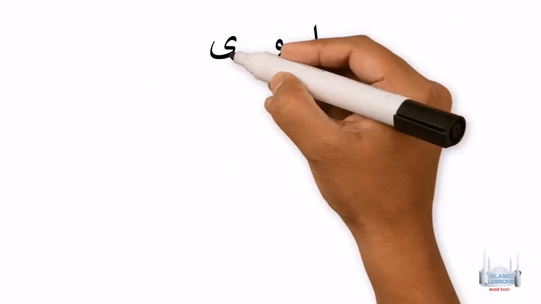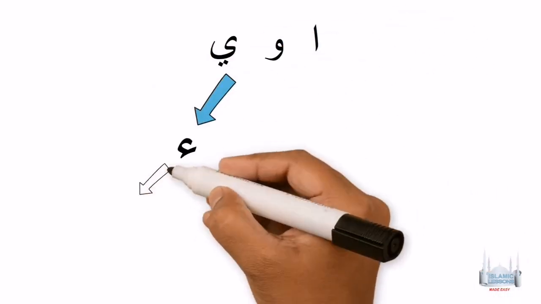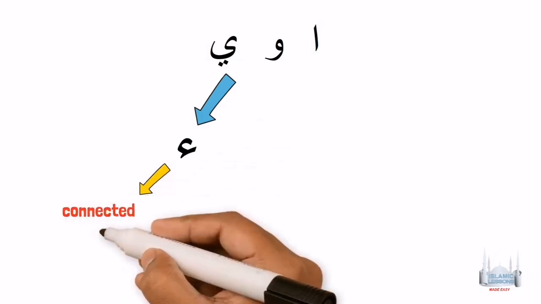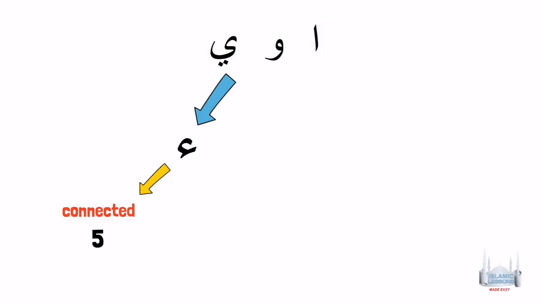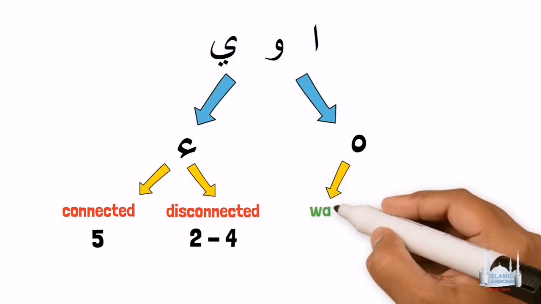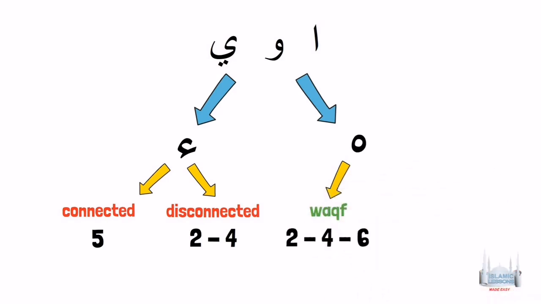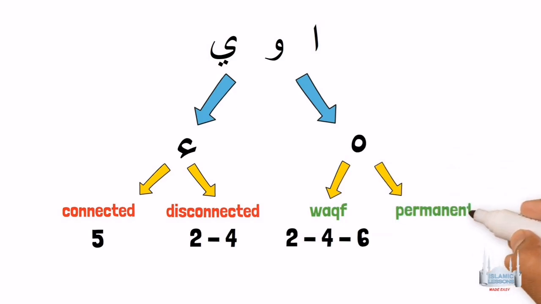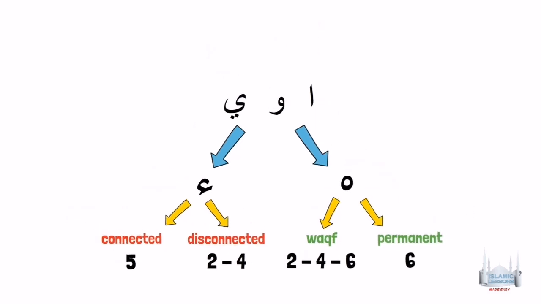To summarize everything, if you see a long vowel followed by a hamza that is connected to the same word, we lengthen it for 5 counts. If you see a long vowel followed by a hamza that is disconnected from the word, it is optional to lengthen it for 2 or 4 counts. If you see a long vowel followed by a sukoon due to the rules of waqf, it is optional to lengthen it to 4 or 6 counts. If you see a long vowel followed by a permanent sukoon, we must lengthen it for 6 counts. And if you see a long vowel that is not followed by a hamza or sukoon, it stays at 2 counts.